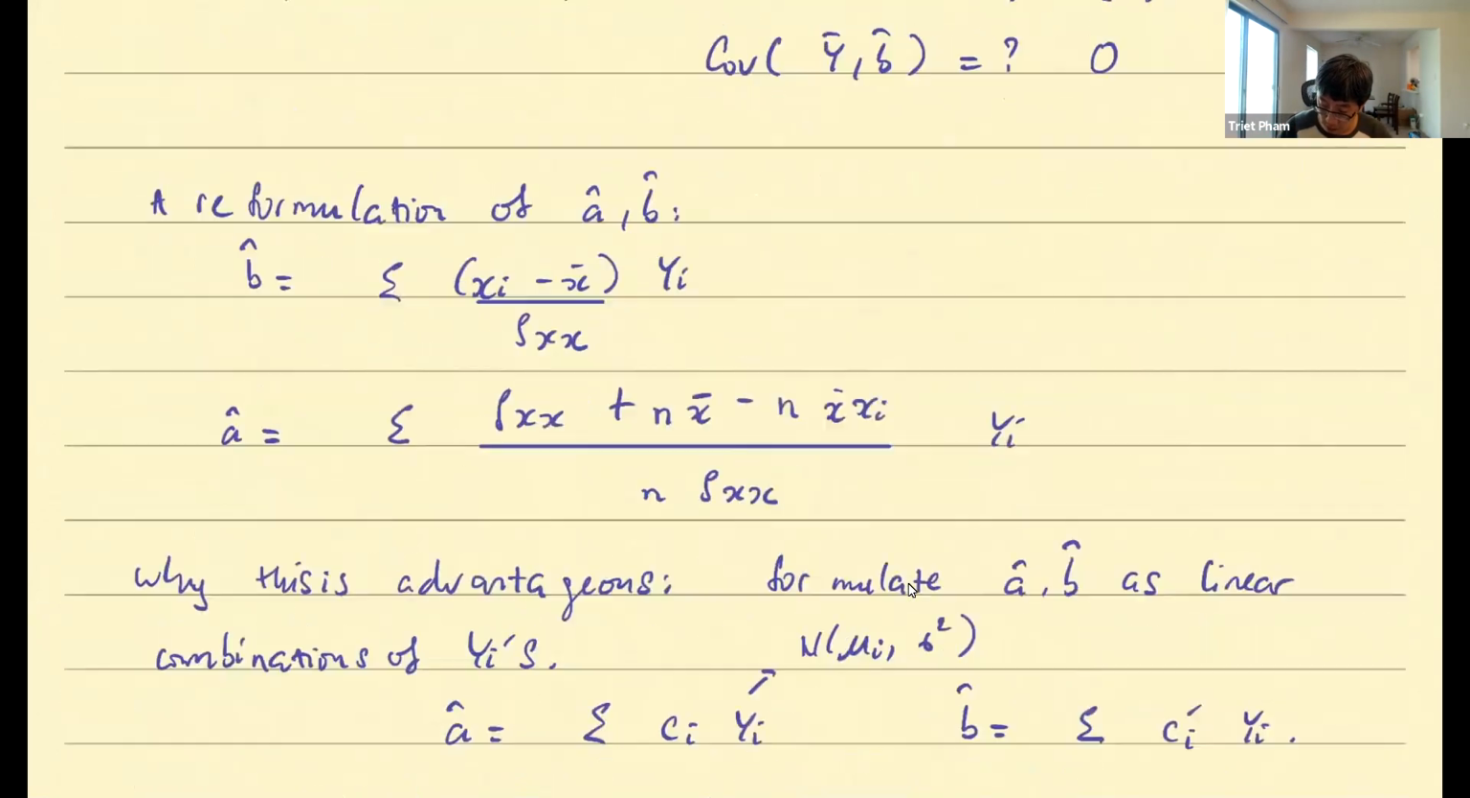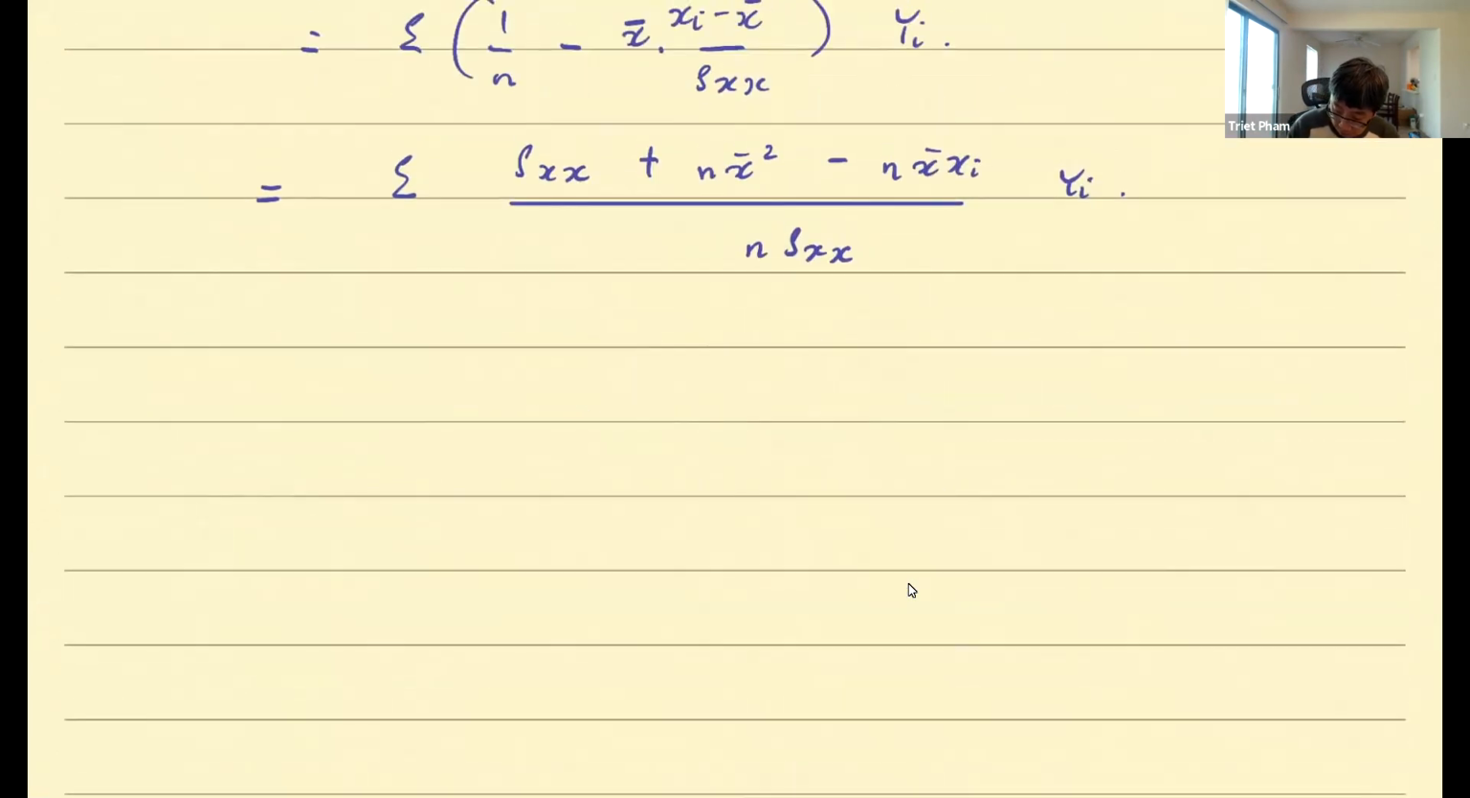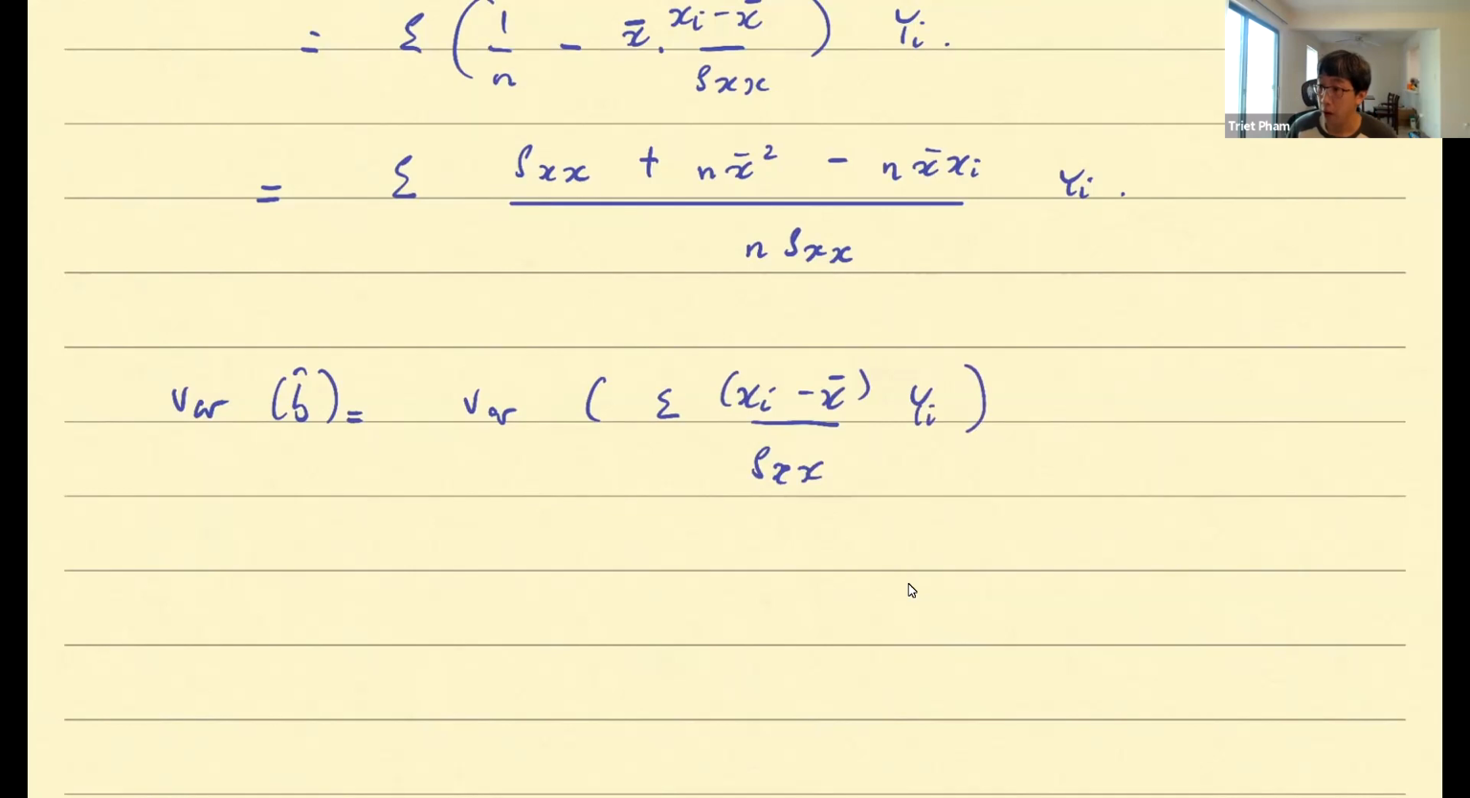But anyway, now we have this, so let's just do it. Variance of b hat will be variance of, using our new formulation, the sum of xi minus x bar divided by sxx times yi. These guys are independent now, so I can just pass everything in, which is sum of xi minus x bar squared, variance of yi, and I can do 1 over sxx squared.